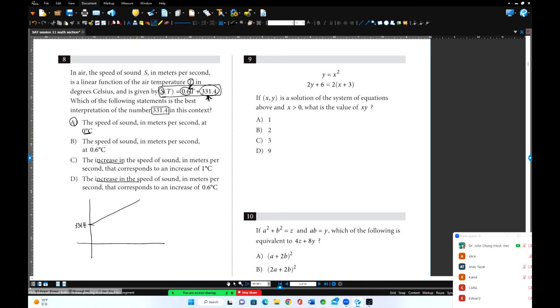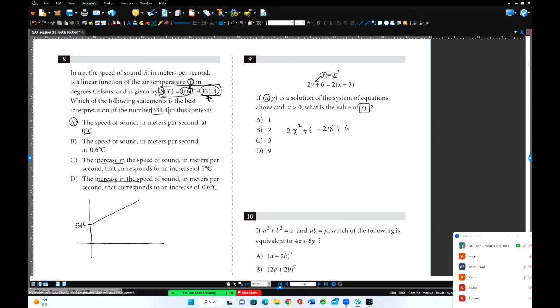Alright, number 9, we have a system of equations. Y equals x squared and 2y plus x or something like that. The solution has x positive. Yes, y is also positive, we understand. Y is the square of x. But we need the product of these two numbers, x times y. So we're going to find x and y together. Y is already x squared, so put this over here, that is a substitution. So 2x squared plus 6 equals 2x plus 6. We just open the parentheses.